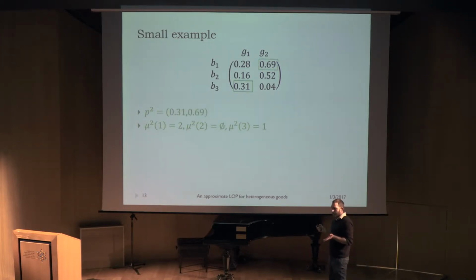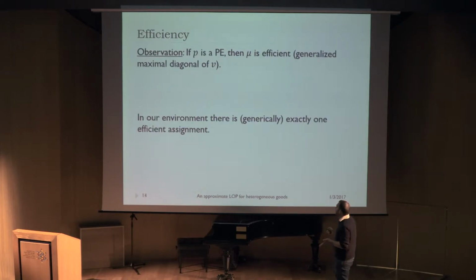Why do we get different prices but the same allocation? Because this is a property of this model: if P is a price equilibrium, then the assignment must be efficient. This is like the first welfare theorem. It's not exactly that, but it's easy enough to prove, so I removed the proof from my slides. And in our environment, when you take real numbers, generically there is just one efficient assignment. So any price equilibrium will be using the same efficient assignment.